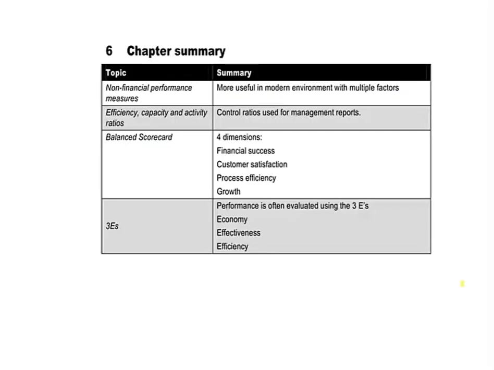In this chapter we have talked about non-financial performance indicators, and we said that they're most useful in a modern business environment where customers and businesses are having to deal with multiple factors and get multiple things right in order to be successful. We looked at the efficiency, capacity and activity control ratios, which can be used for assessing labour performance in management reports. And we considered the balanced scorecard with its 4 dimensions: financial success, customer satisfaction, process efficiency and future growth. Finally, as a way of assessing not-for-profit organisations, we looked at the 3 E's: economy, effectiveness and efficiency measures.